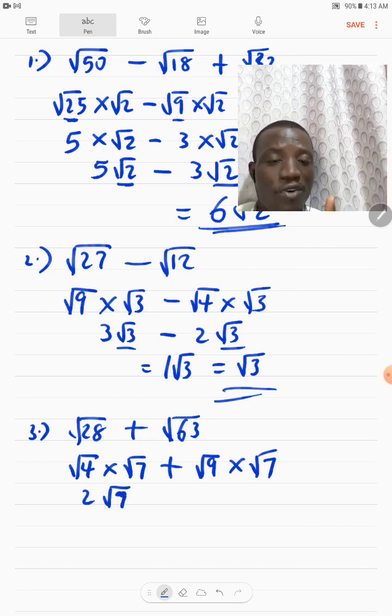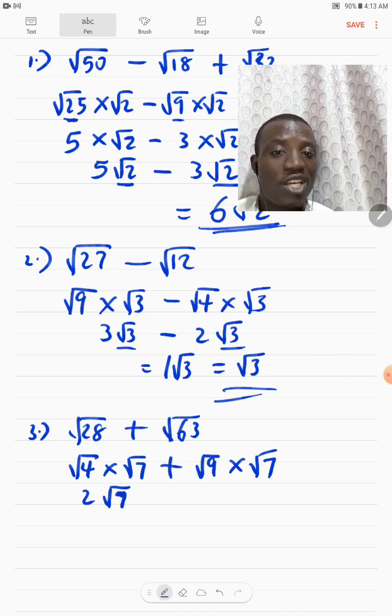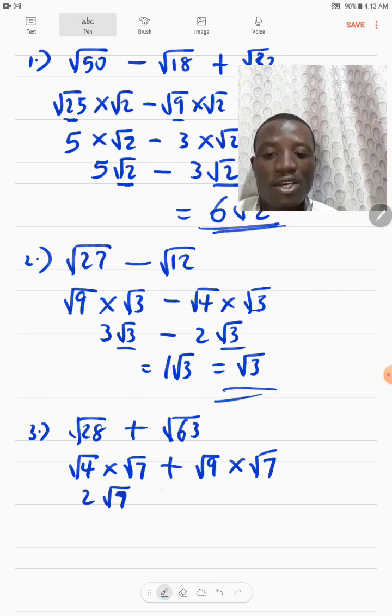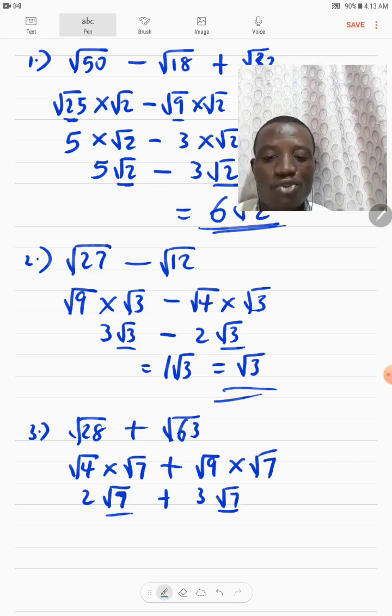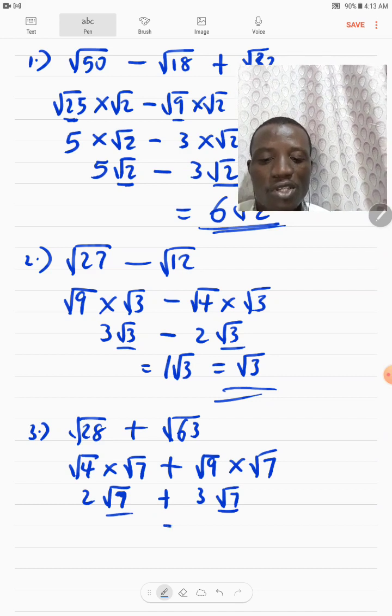Of course, don't forget, I'm dealing with multiplication first before addition, because your BODMAS still applies here. So don't be tempted to go and add root 7 plus root 9. Of course, you can't even add that. So that will be plus 3 root 7. Root 7, root 7. So they are the same roots. So that will be 2 plus 3. That will give me 5 root 7.